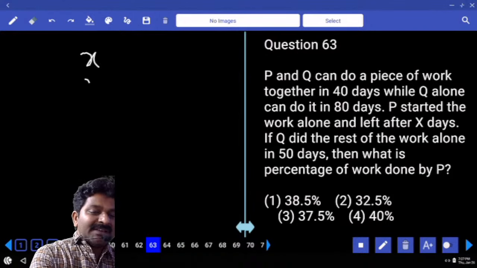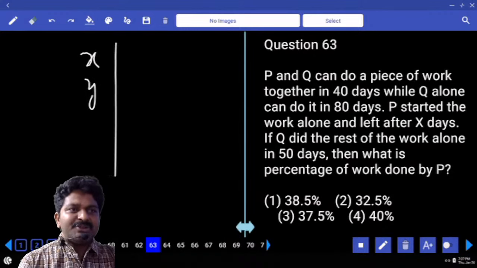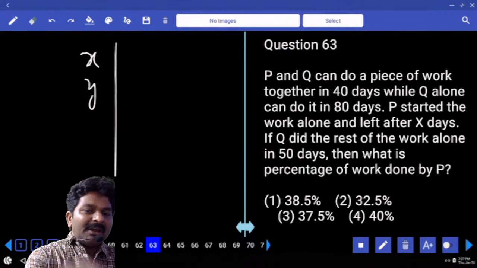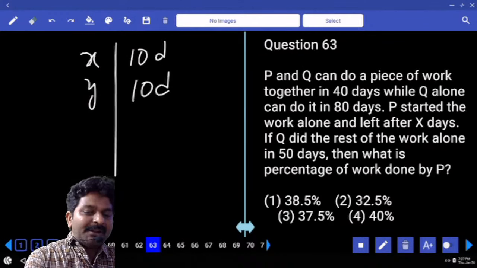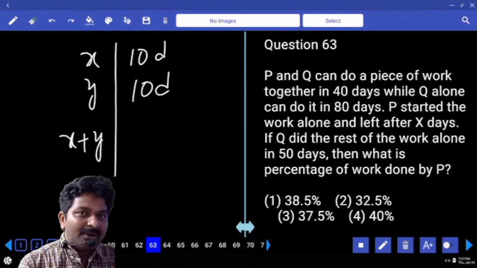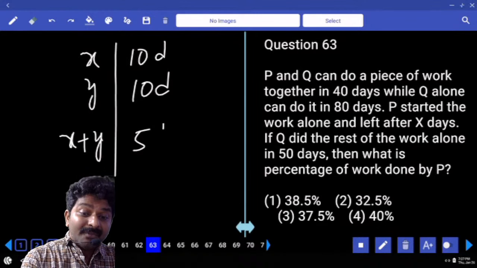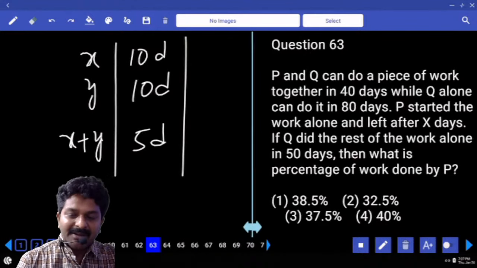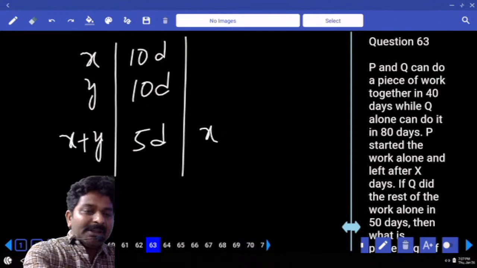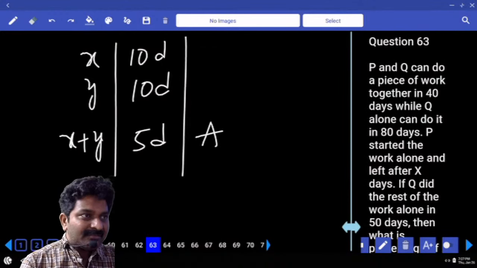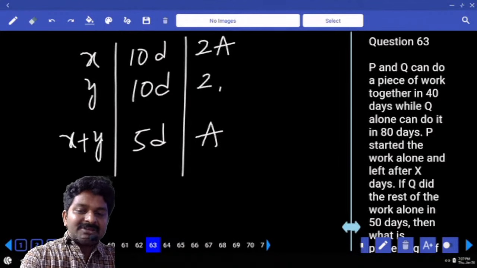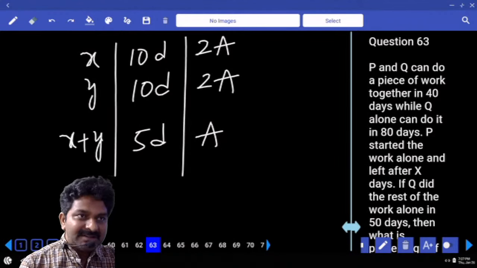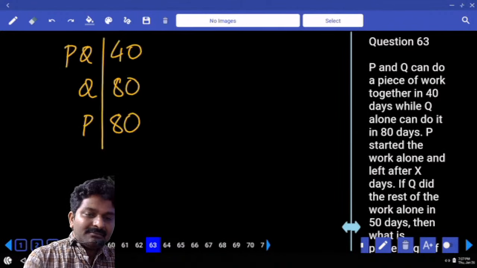There are two members, X comma Y. Let us assume practically you can complete the work in 10 days. Your friend also can do it in 10 days. If both X and Y work together, in how many days can you complete the work? 5 days. That's what variable I'm writing. If both together can do it in A number of days, if X can do it in 2A number of days, Y also 2A. Yes? Otherwise, you'll have to solve.